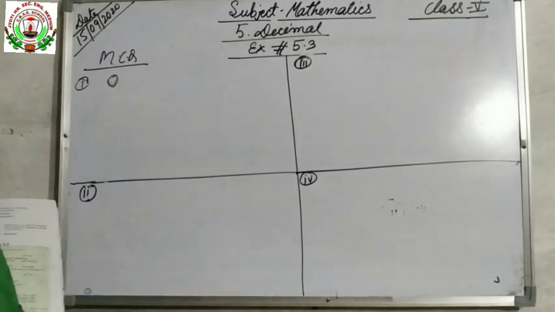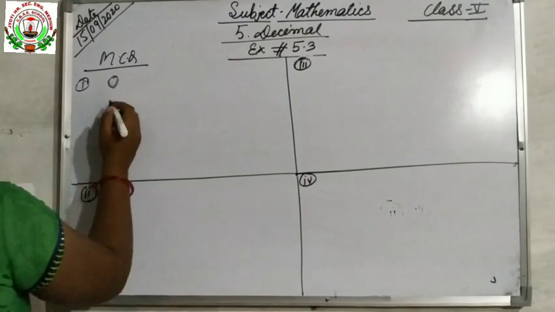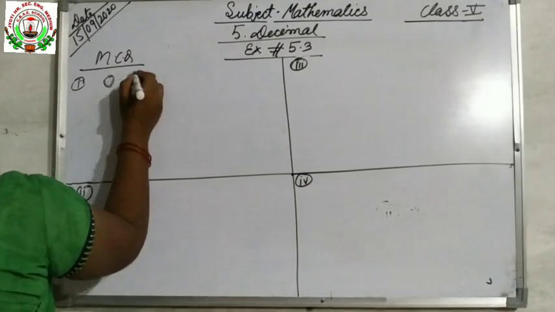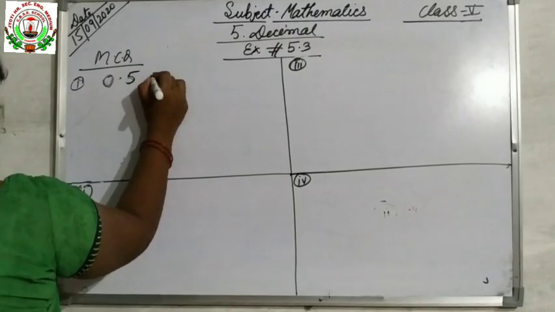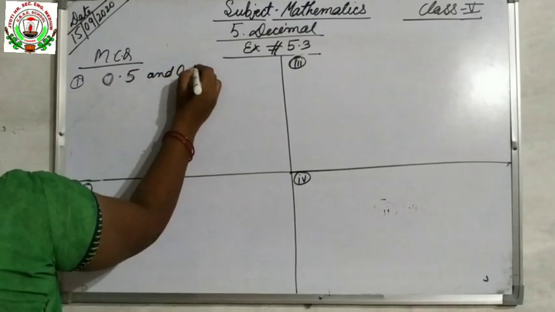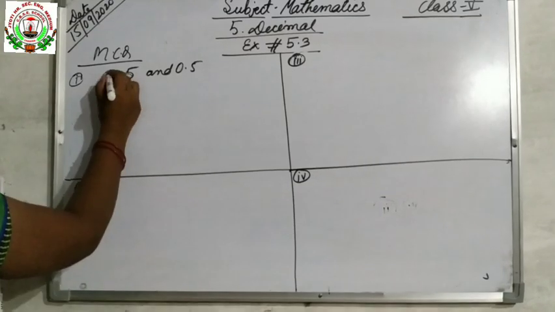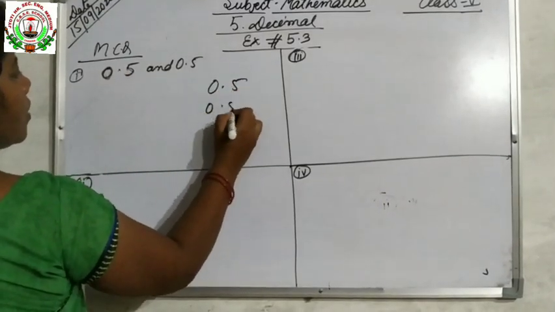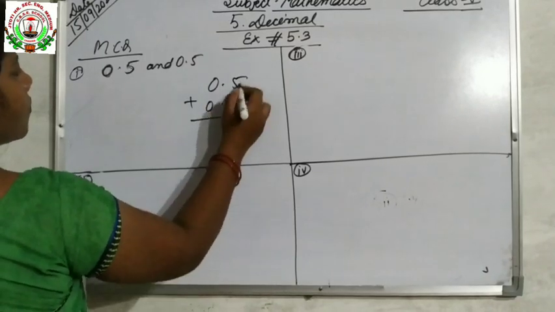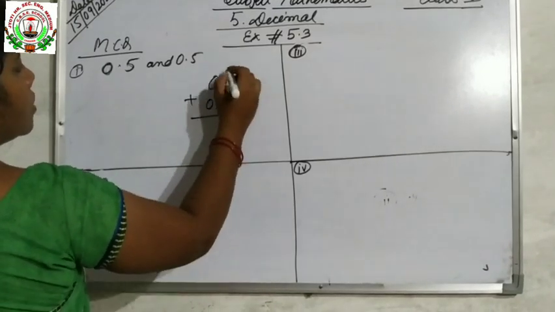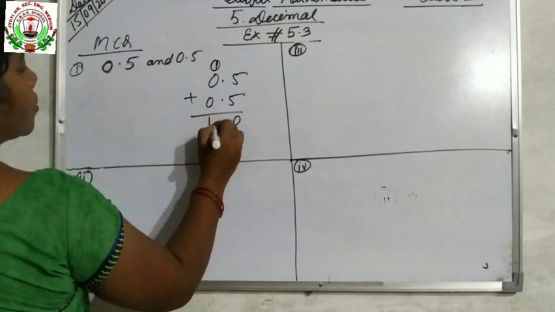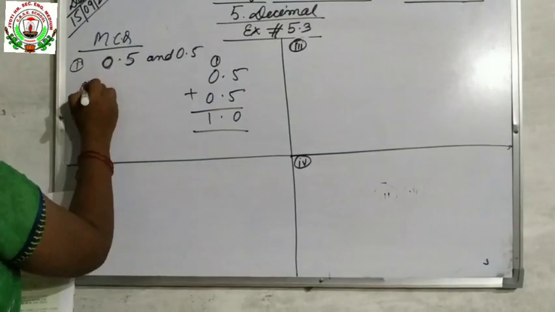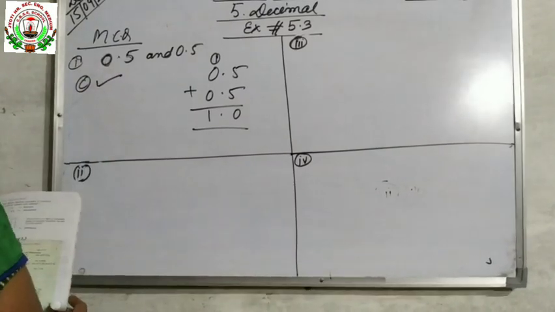Question number 1 in MCQ 5.3. The sum of 0.5 and 0.5. We have to find out the sum. So first we will write in vertical 0.5, then 0.5. Now add it. 5 plus 5 is 10, 0 and 1 carry, and 1 plus 0 is 1. So our correct answer is option number C. So we will put the correct answer in C.